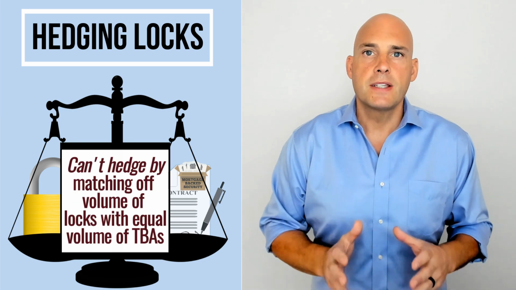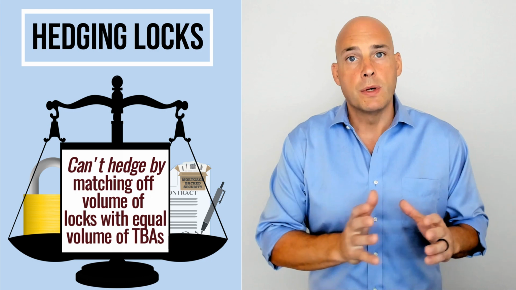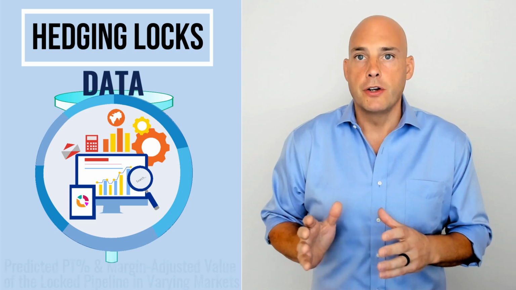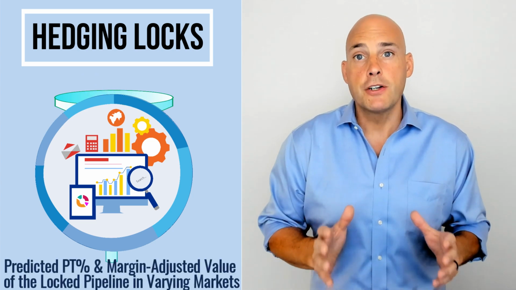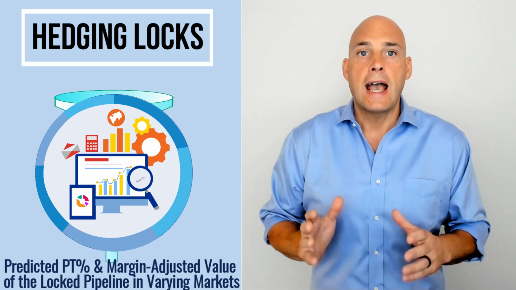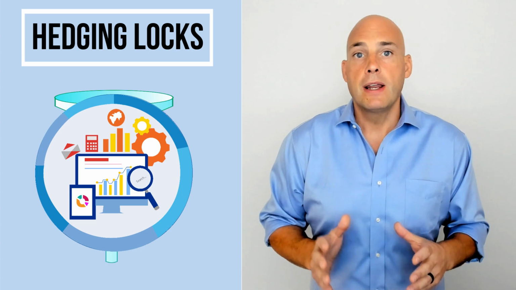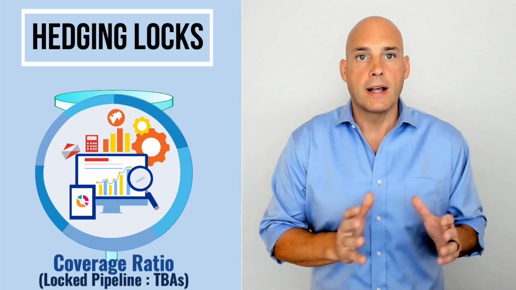So you can't successfully hedge a position by simply matching off the volume of pull-through weighted locks with selling a corresponding amount of TBAs. Instead, to accurately hedge a position, sophisticated analytical models are utilized to pull in huge amounts of data to try and determine the pull-through and margin-adjusted value of the locked pipeline and its likely response to different interest rate environments. These model-generated outputs help establish appropriate coverage ratios that guide hedgers when applying TBA coverage in various market conditions.